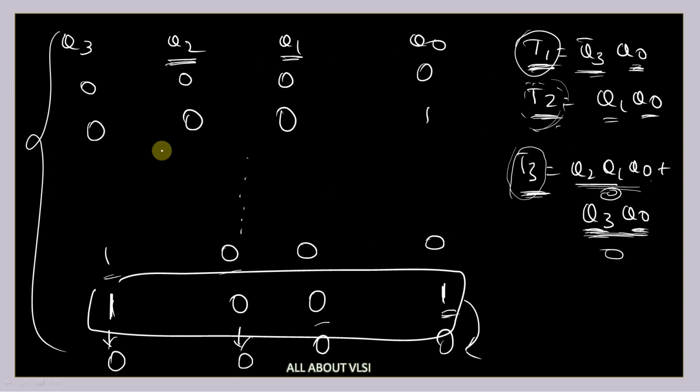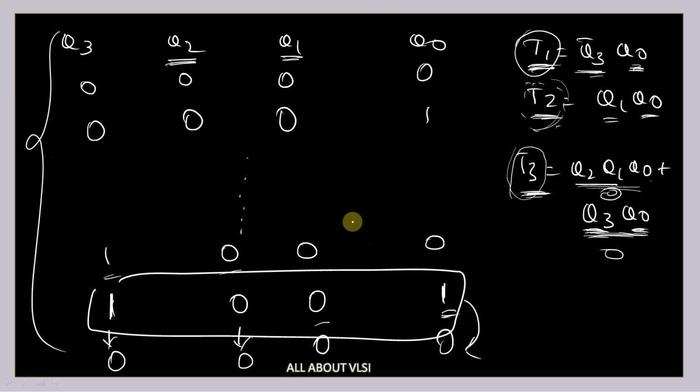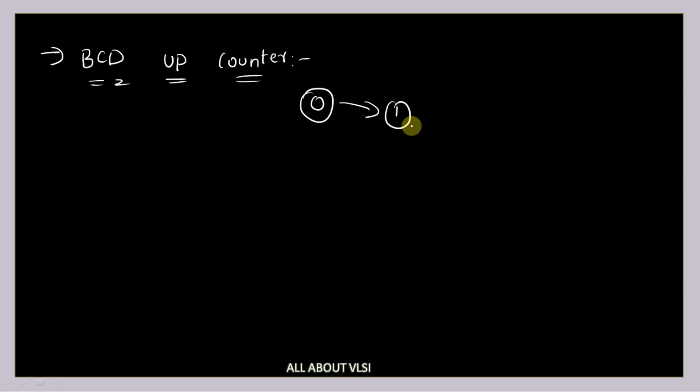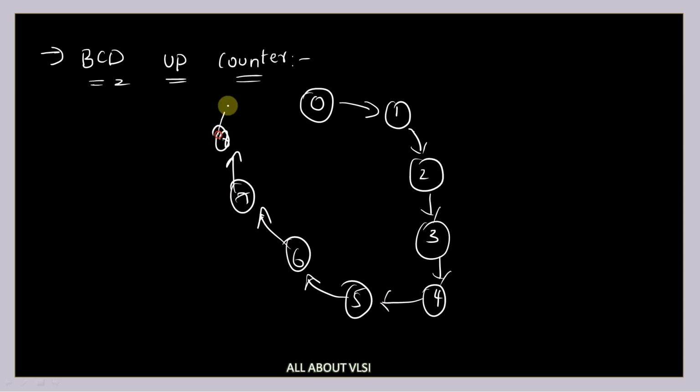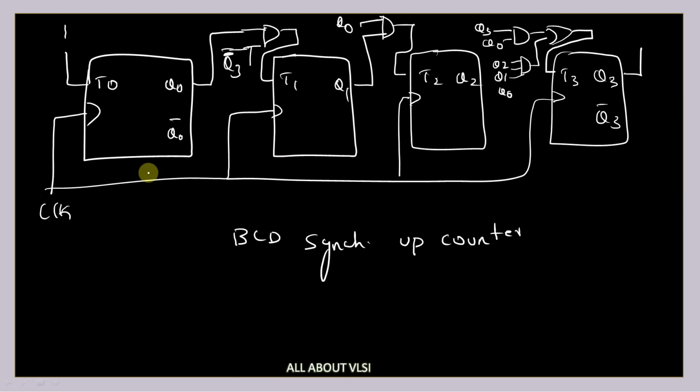We have also seen that this BCD counter counts from 0 to 9 and then goes back to 0. Let me draw it one more time. This BCD up counter starts from 0, goes to 1, and so on up to 8, 9, and then comes back to 0. This is the state diagram for our BCD up counter, which we already saw in our previous session, and we designed our circuit for this.